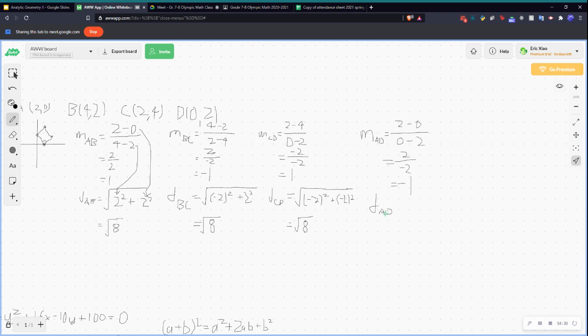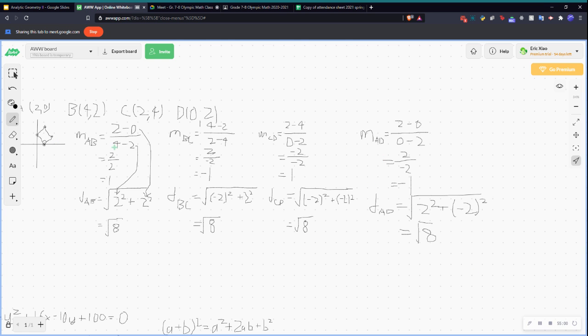So the distance of AD. We have 2 squared plus negative 2 squared. That would also give you a distance of square root of 8. All right. So you can see that the line segments, so the lengths of the side lengths of the square, are all equal to each other.